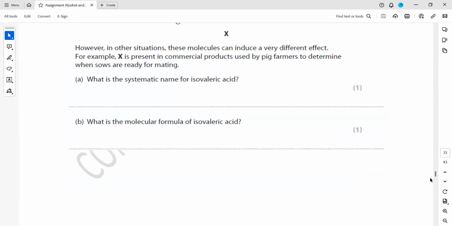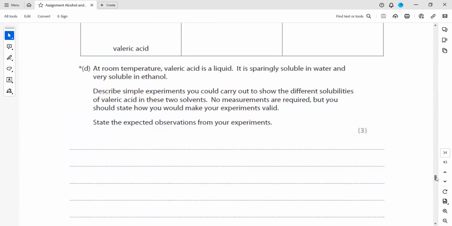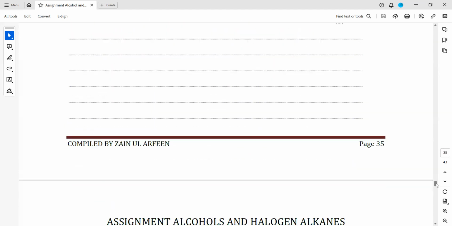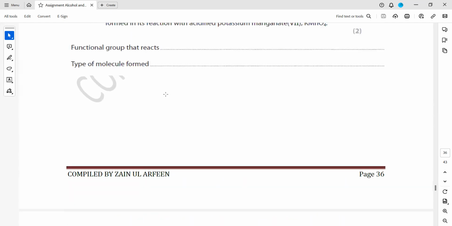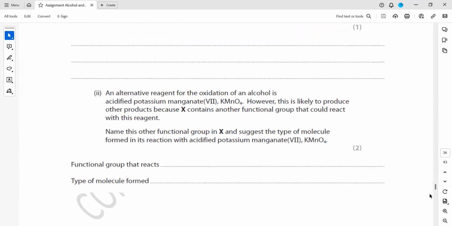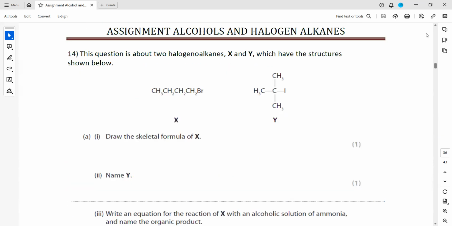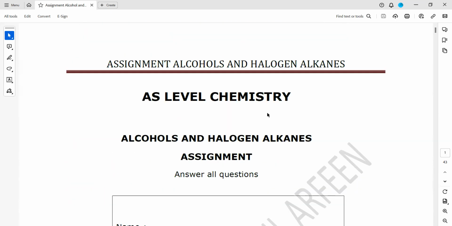Why will it form a diol? Because there is a carbon-carbon double bond. So the functional group that it will react with is the carbon-carbon double bond, or alkene, and the type of molecule it will form is a diol. So acidified potassium manganate 7 will form a diol if there is a double bond. So this was the assignment related to alcohols and halogenoalkanes.